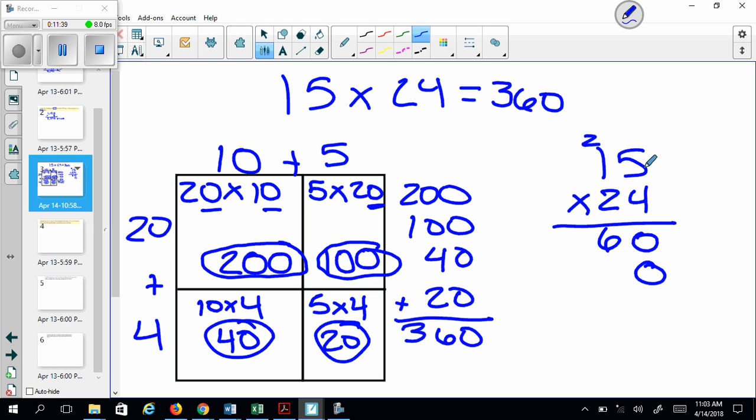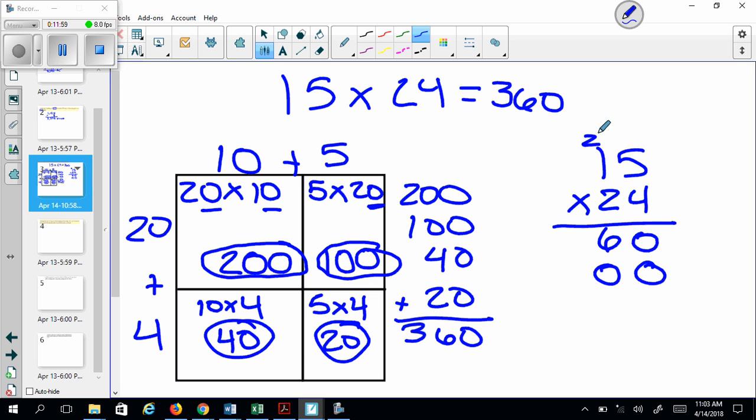Because 2 times 5 is 10, but this is really 20 times 5. So 20 times 5 is 100. But since we have this 0 here, we can just do 2 times 5, which is 10. Oops, sorry, I put that in the wrong spot.